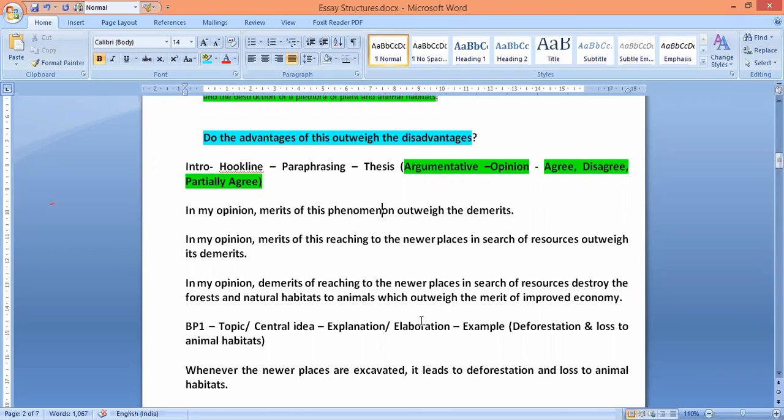Sir, one more thing: if we are focusing our opinion on advantages, should we write more words in that body paragraph and less in the second one? Yes, just 2 lines more, because you are showing outweigh. You can write 2 sentences more. Don't make it 10 and 5. Just 10 and 8 can go, or 7 sentences in BP1 and 5 sentences in BP2. Great, sir. Got it.